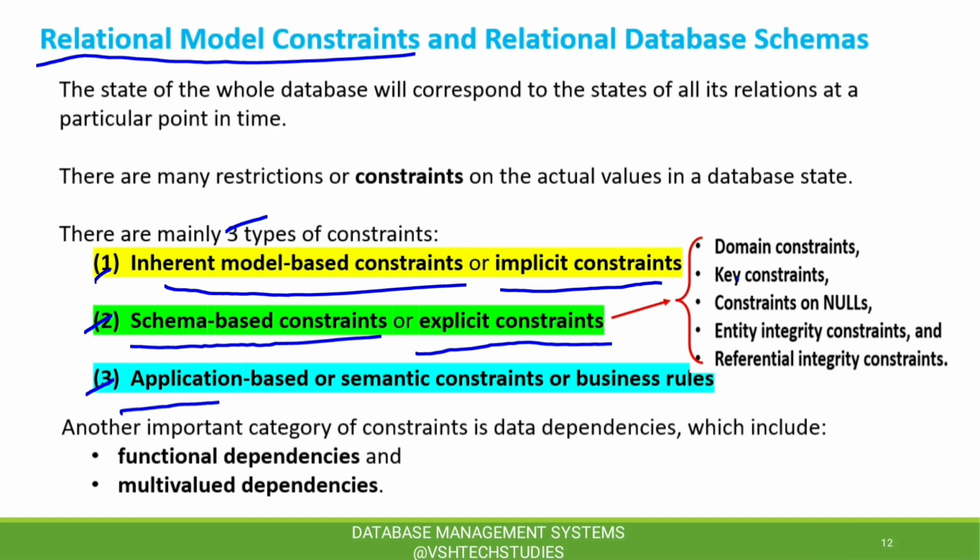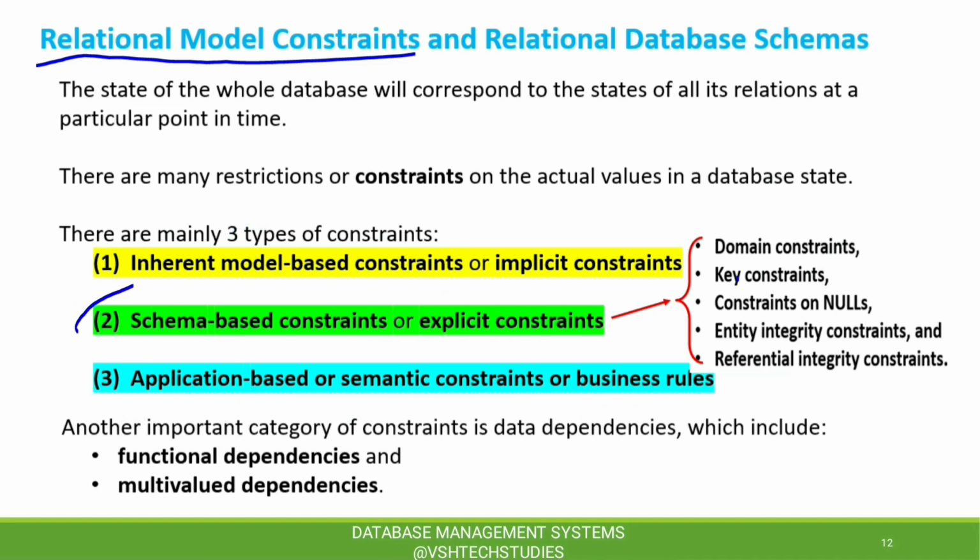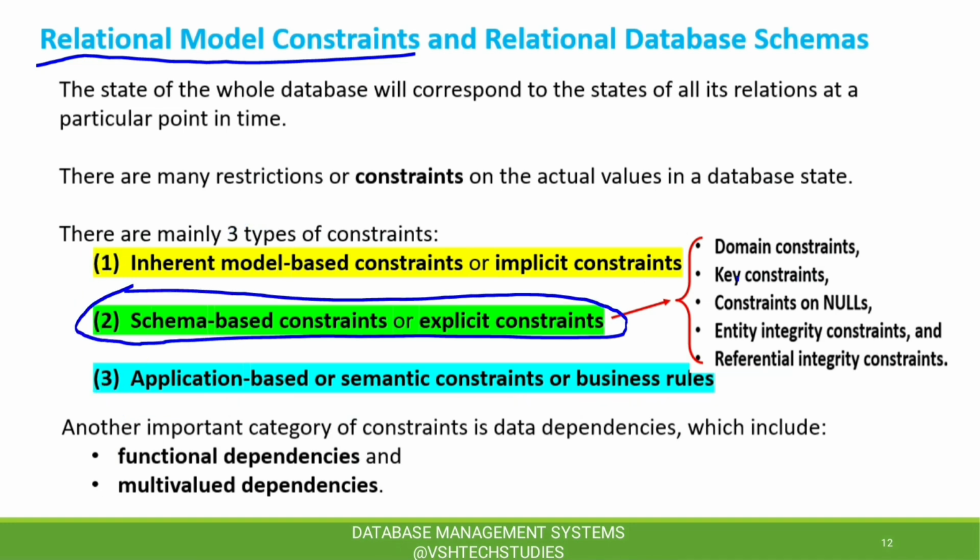Third one, application based or semantic constraints or business rules. So these three belong to state constraints. So here in the second one, in state constraint, that is schema based constraints or explicit constraints, again there are five types of constraints. They are, first one, domain constraints, second one, key constraints, third one, constraints on nulls, fourth one, entity integrity constraints, and fifth one, referential integrity constraints.